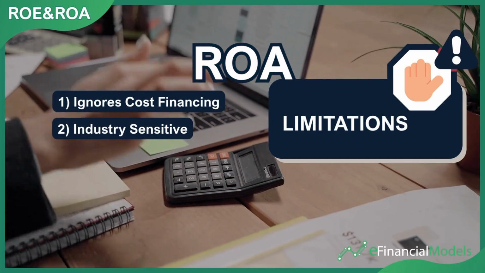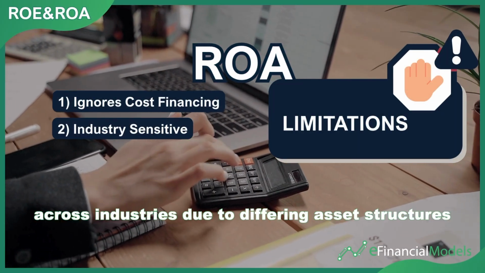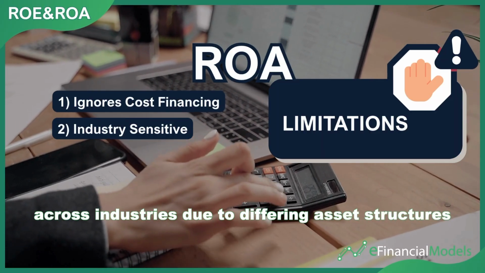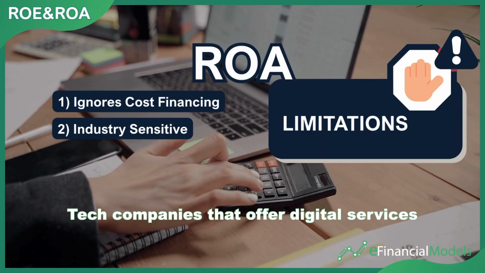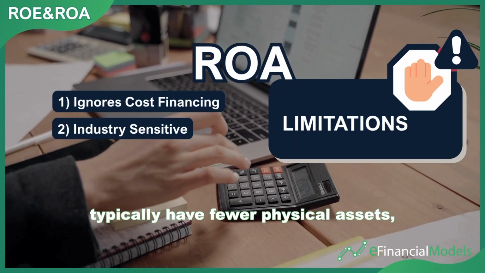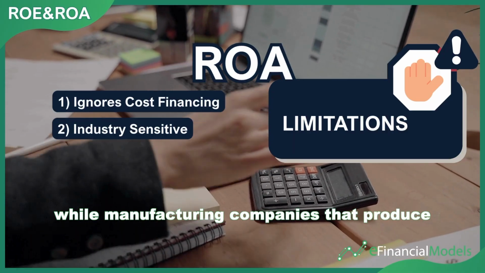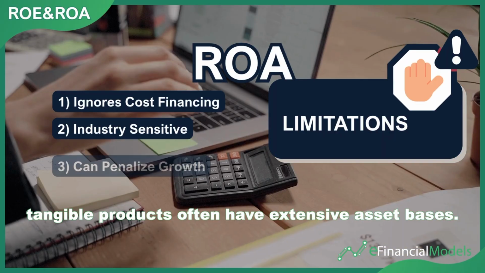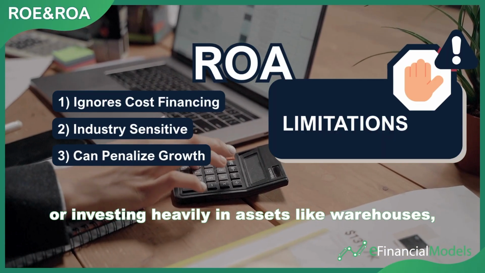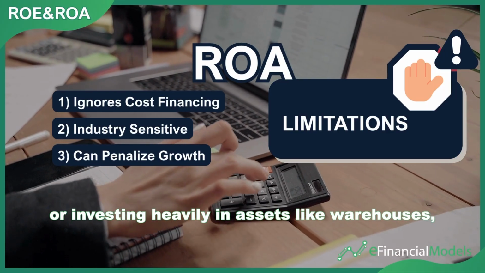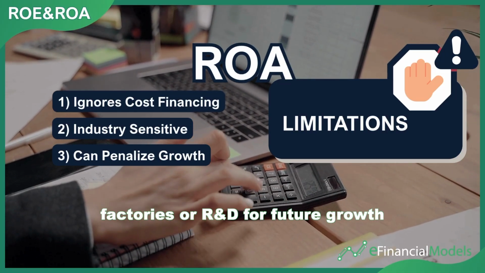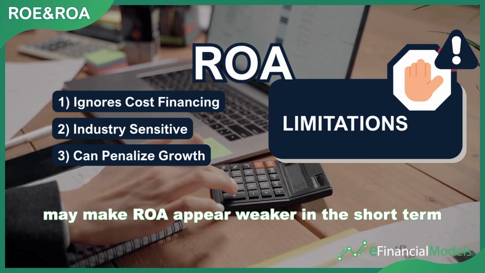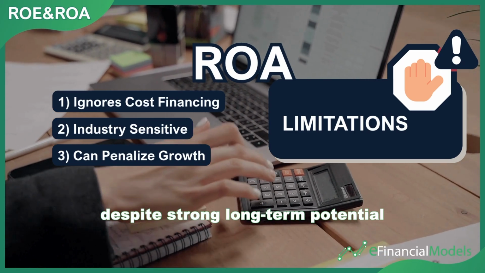As for its limitations, it is not ideal to compare companies across industries due to differing asset structures. For example, tech companies that offer digital services typically have fewer physical assets, while manufacturing companies that produce tangible products often have extensive asset bases. And companies in expansion mode, or investing heavily in assets like warehouses, factories, or research and development for future growth, may make ROA appear weaker in the short term despite strong long-term potential.